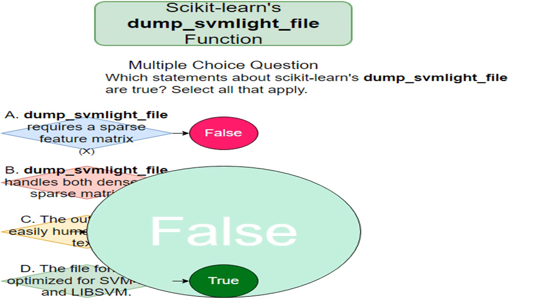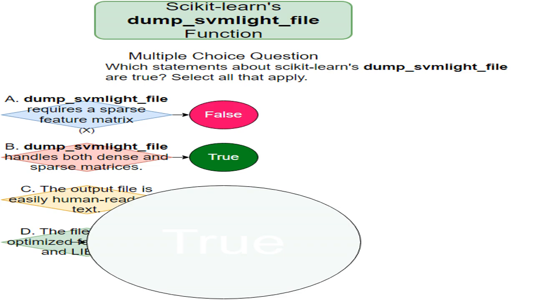This is false since it addresses option C. It's incorrect because the output is a structured text file, not easily human-readable. This is the correct answer to option D. The output file format from dump_svmlight_file is indeed optimized for SVMlight and libsvm.